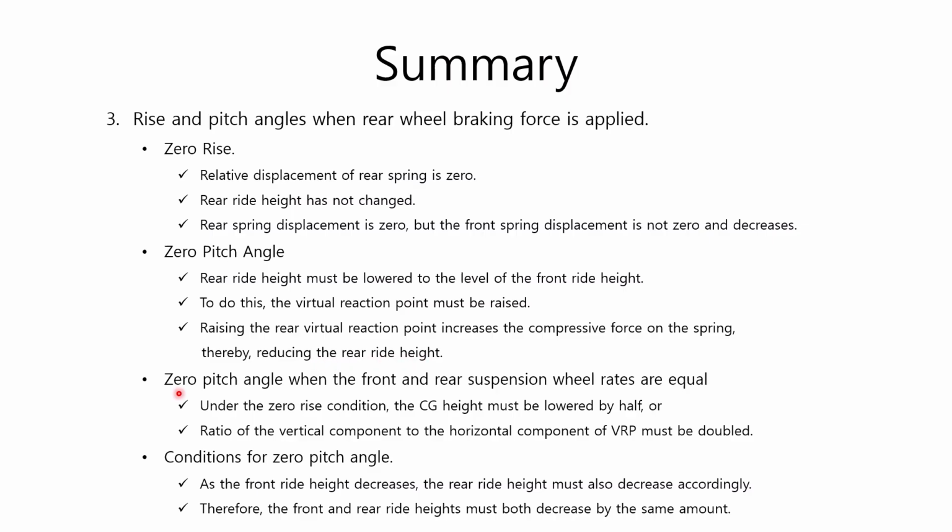The method for achieving a zero pitch angle when the front and rear suspension wheel rates are equal was explained. Under the zero rise condition, the height of the center of gravity must be lowered by half, or the ratio of the vertical component to the horizontal component of the virtual reaction point must be doubled.